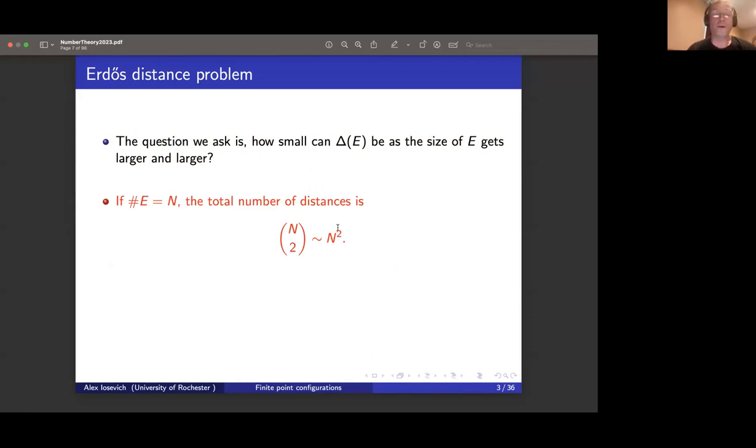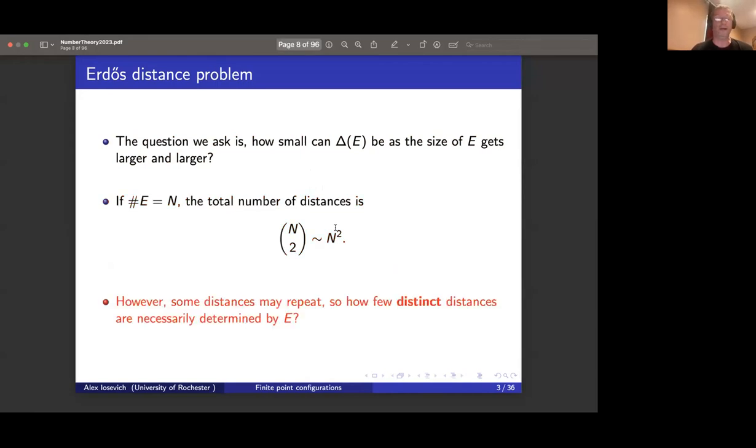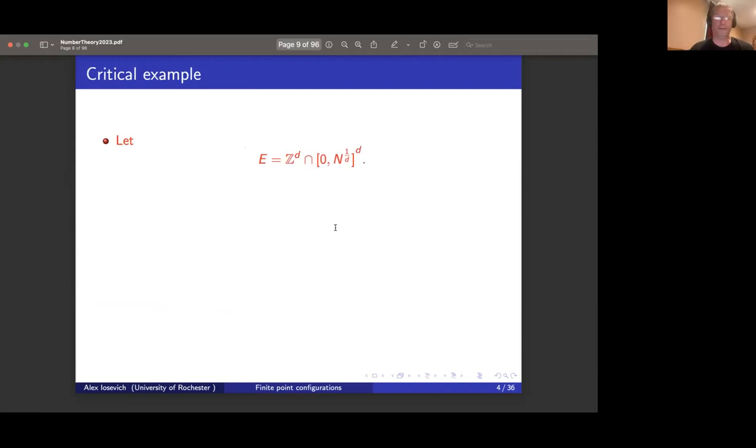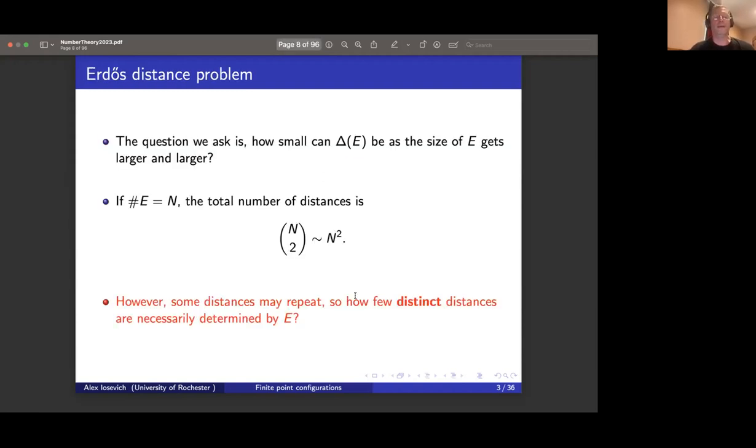Then the total number of distances is, of course, N choose 2, which is approximately N squared. However, some distances may repeat. So how few distinct distances are necessarily determined by E? What is the smallest number out of all the sets of size capital N? Okay. And again, the question is, given sets of size capital N, which should be at least as large as the American national debt, we then want to compute the number of distinct distances.